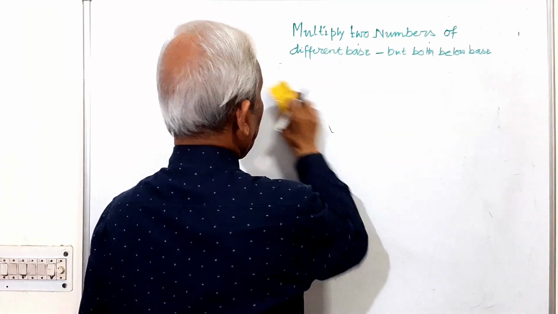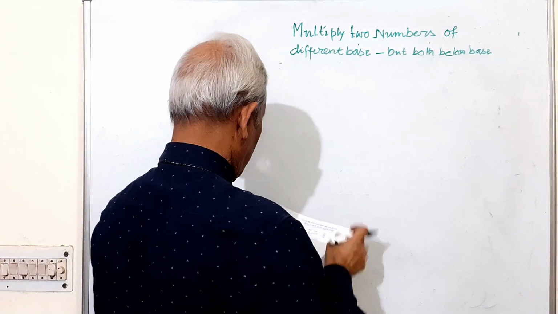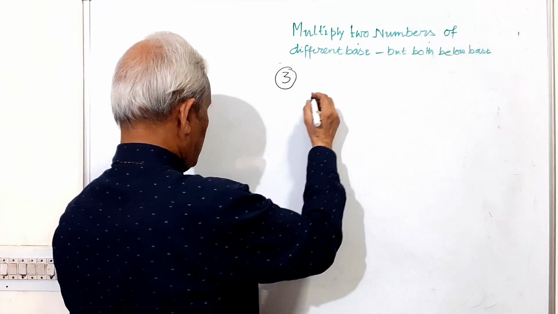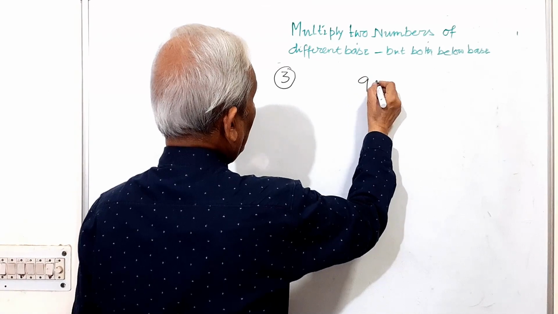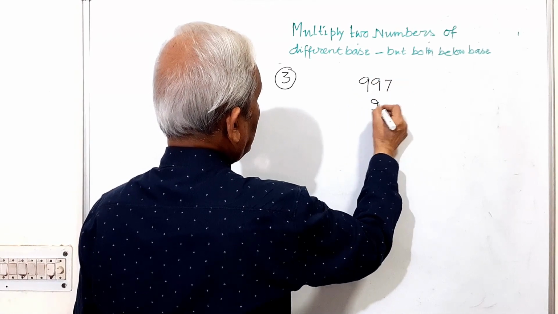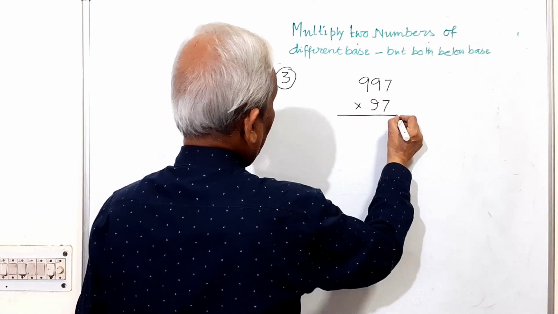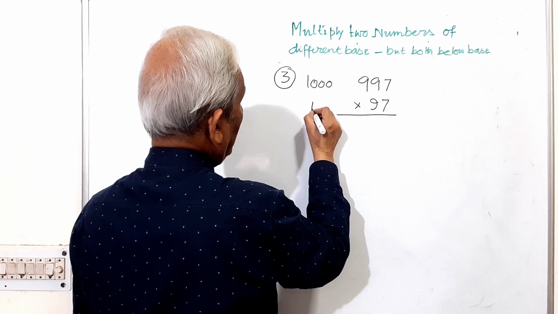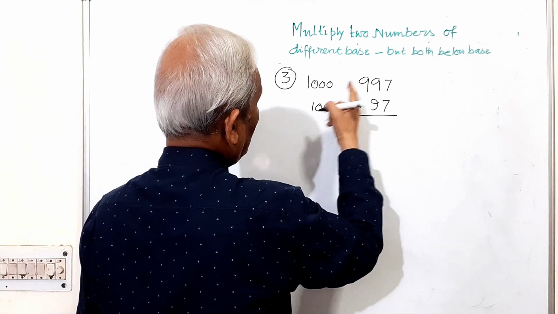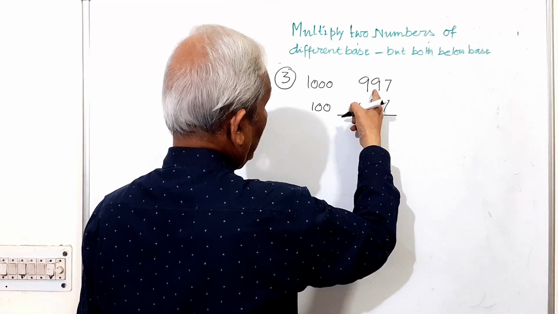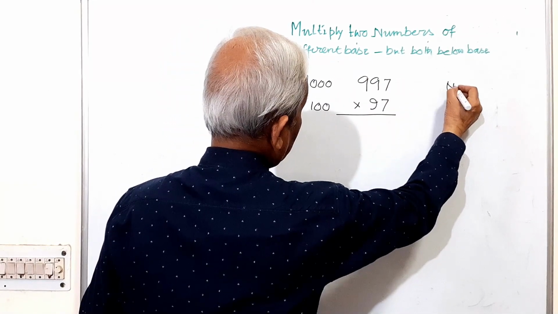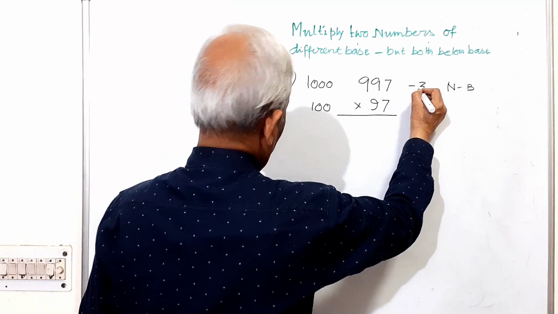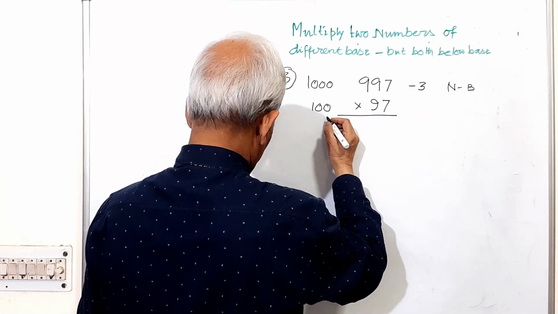Next question. Third question. 997 into 97. Base is 1000. Here base is 100. 997 minus 1000, because number minus base, is minus 3, right? And then 97 minus 100 is also minus 3.